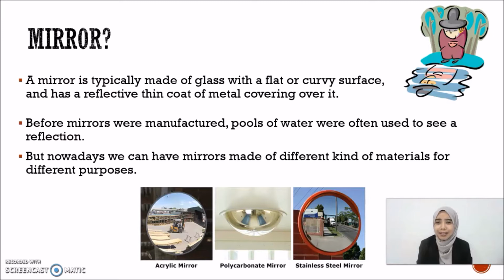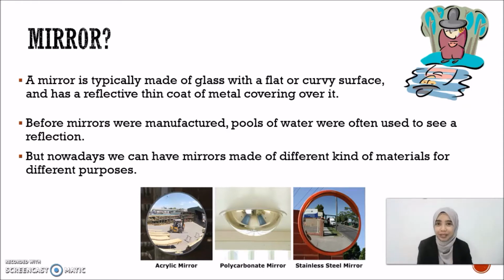Let's learn about light reflection at a spherical mirror. What is a mirror? It is typically made up of glass with a flat or curvy surface, and it has a reflective thin coat of metal covering over it. Before mirrors were manufactured, a pool of water was often used to see a reflection. But nowadays, we can have a mirror made up of different kinds of materials for different purposes.